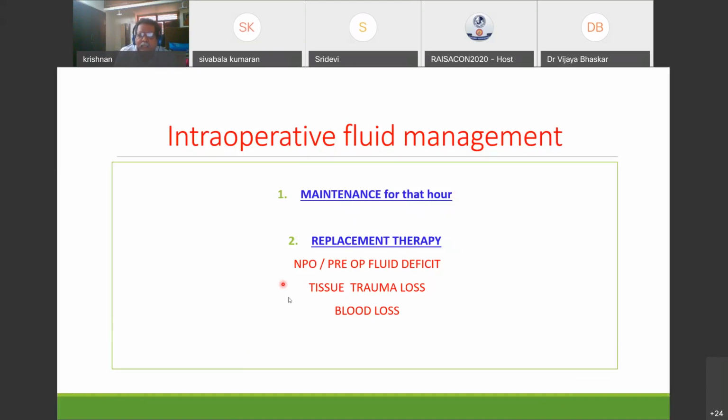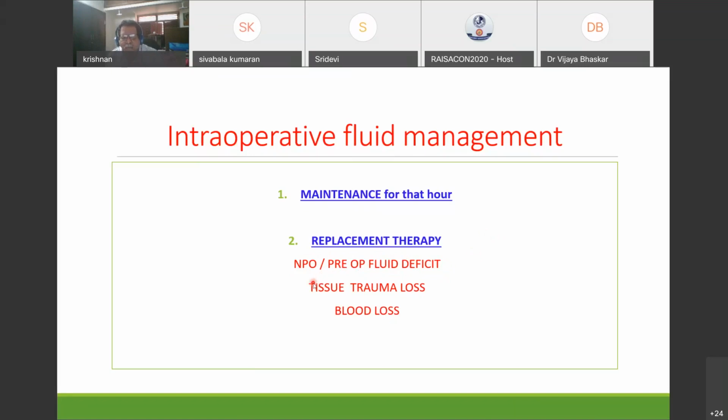The second part that you're going to give intraoperative for that particular hour is replacement. If it is an elective patient, you calculate the NPO duration. So based on the number of hours, maintenance fluid into number of hours, 50% in the first hour, 25% in the second hour, and another 25% in the third hour. If it is an emergency, you calculate the amount of dehydration. So calculate how much fluid the patient has lost, and if the patient requires resuscitation, give that resuscitation. Then the remaining amount you give over 4 to 6 hours or whatever hours are required.